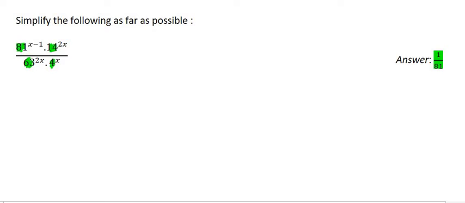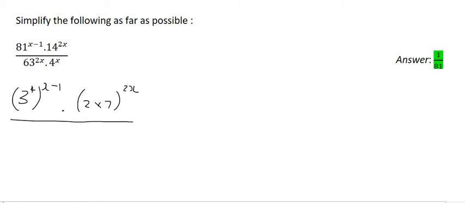So let's do that. 81, well, that's the same as 3 to the power of 4. 14, that's the same as 2 times 7. 63 is the same as 3 squared times 7. And 4 is the same as 2 to the power of 2.